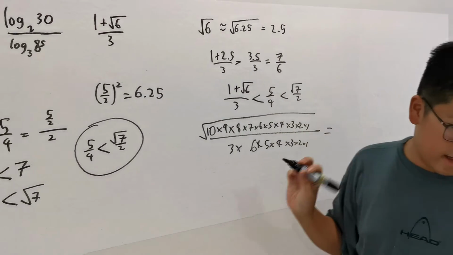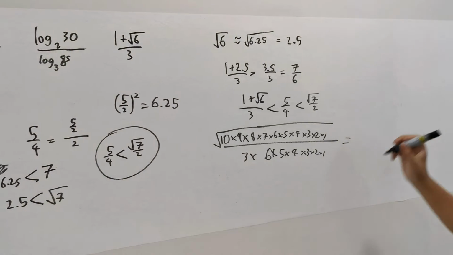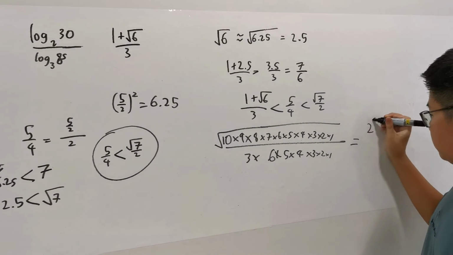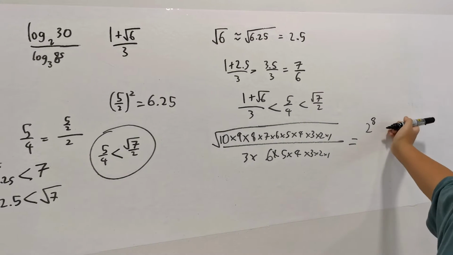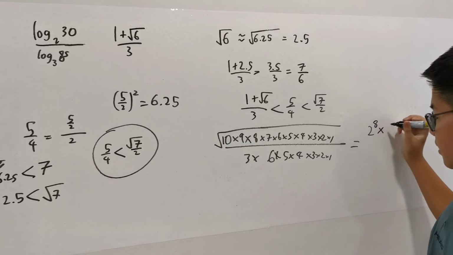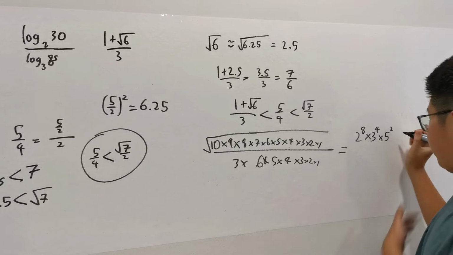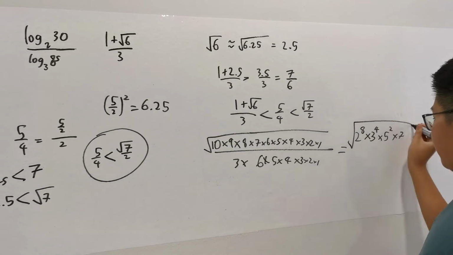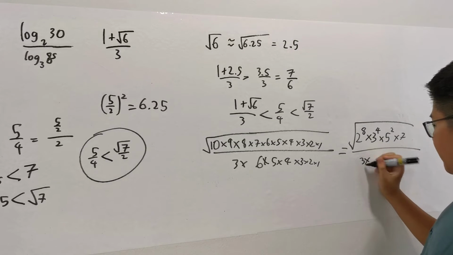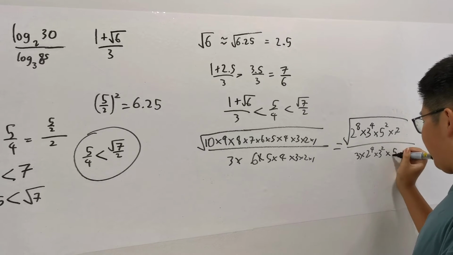Now, what do we do now? We can factorize using primes. So the top side equals 28, let me think, times 3, 4, times 5 squared, times 7. So we're asking this, 3 times 2, 4, times 3 squared, times 5.